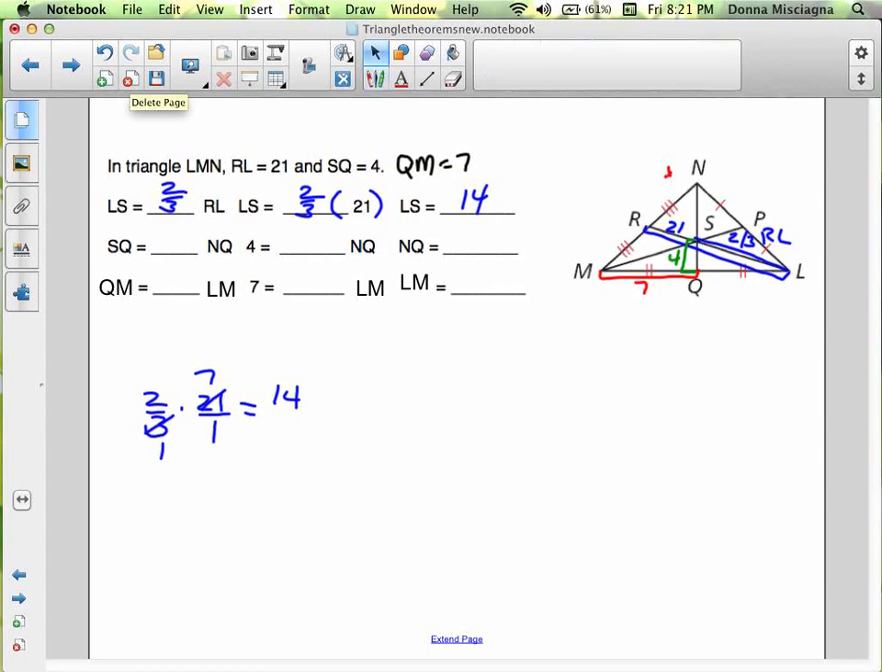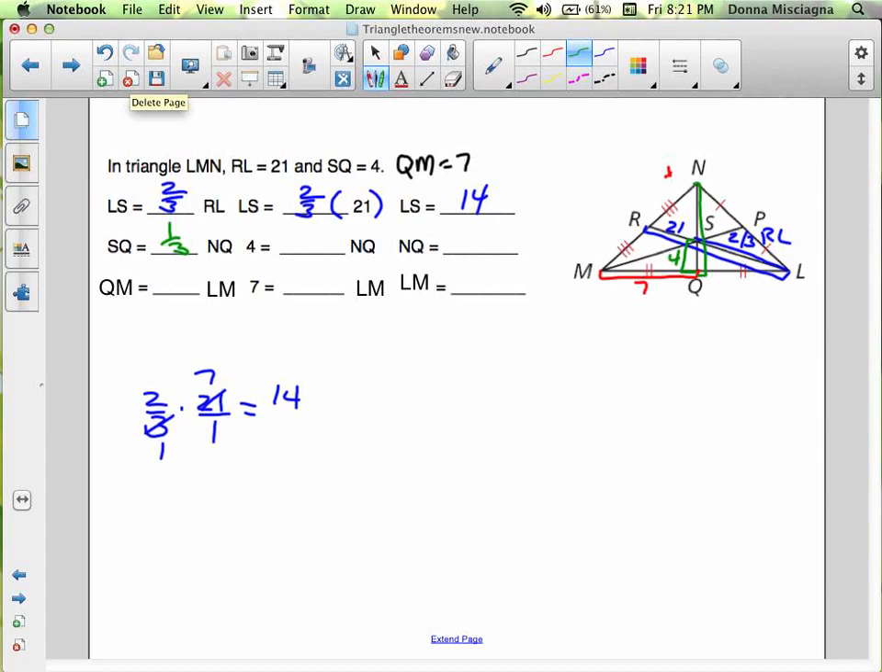And I'll do it in green because that matches what I wrote SQ in. SQ is blank of NQ. Right? So NQ is this whole length here. And of course we know that SQ is 1/3 of NQ. Right? It's from centroid to midpoint. So SQ is 1/3 of NQ.